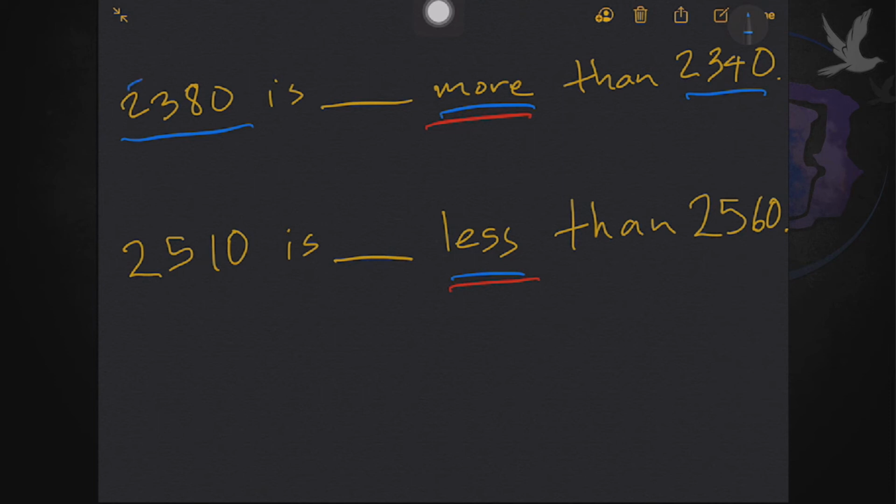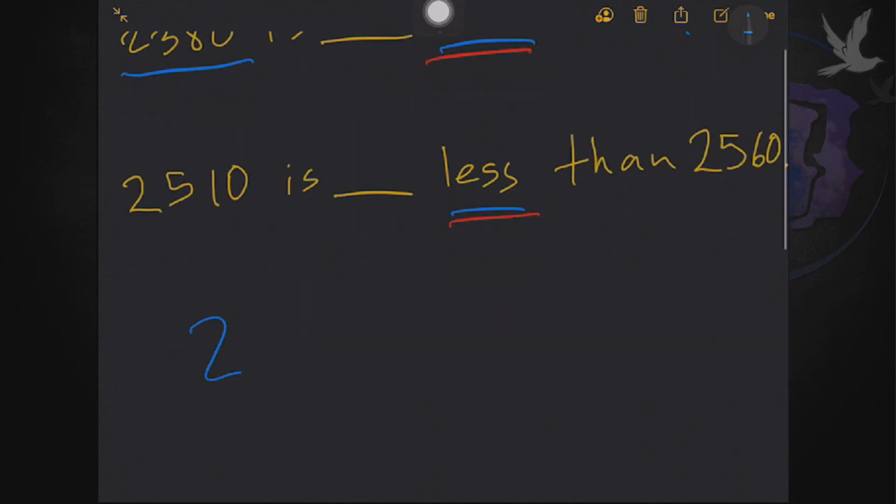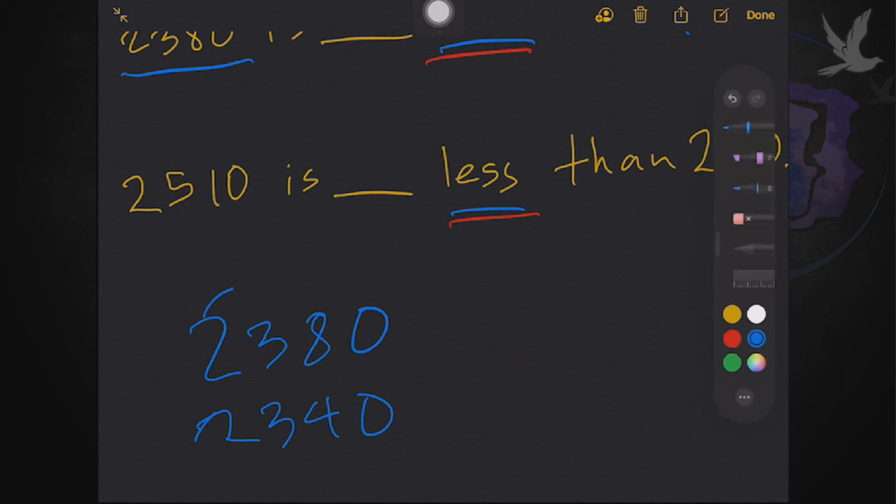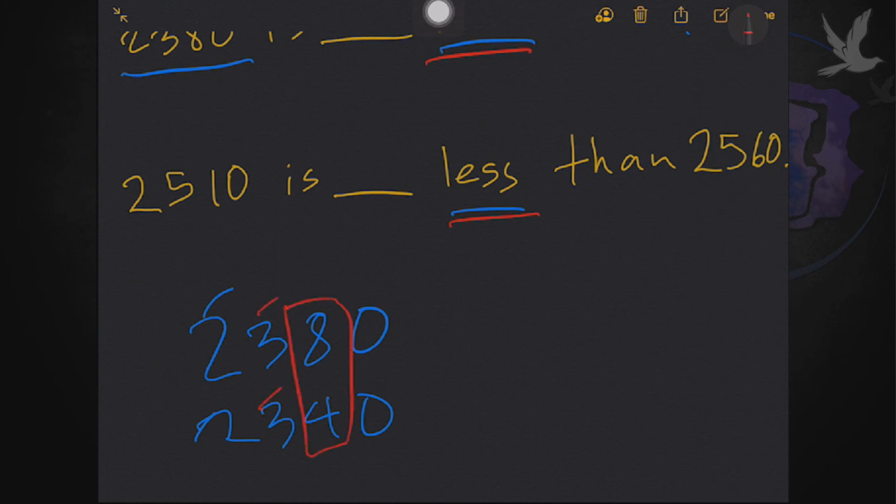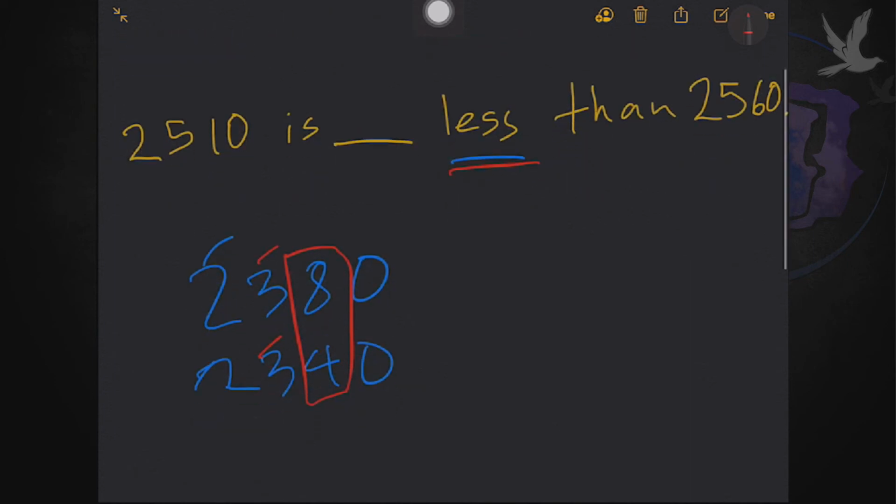Both start with 2. Lagay na natin dito para mas makita natin ang difference. Okay, both start with 2. Then 3. Then dito tayo nagkakaroon ng difference. Obviously, 8 is bigger. So we already arrange them accordingly. So that's 2,380, the bigger number first, minus the smaller number.